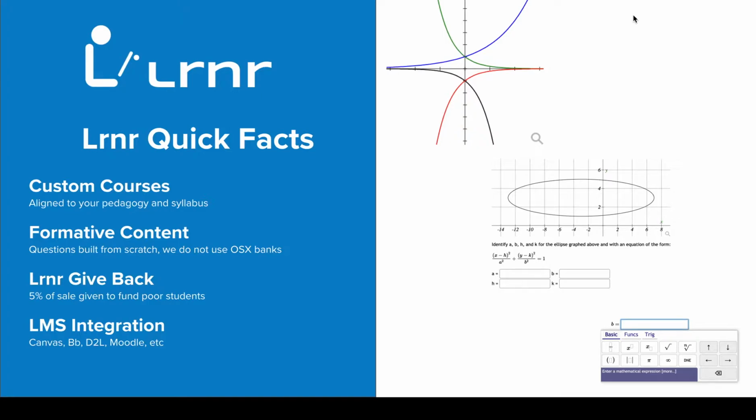Every single course we build for you is customized, aligned to your pedagogy and syllabus. All of our formative content is built from the ground up, so we do not curate or use any of the banks that are available. We have a Learner give back program where, of all the direct sales from students, 5% of the revenue is earmarked and used to fund poor students across all colleges.